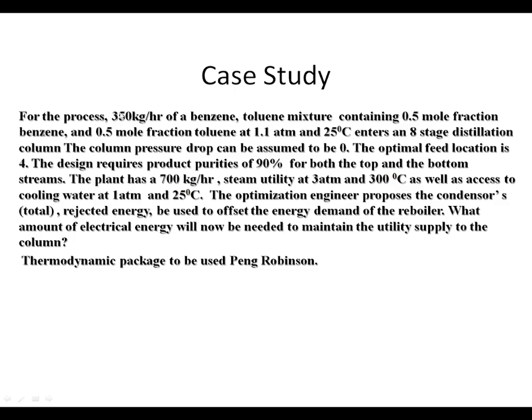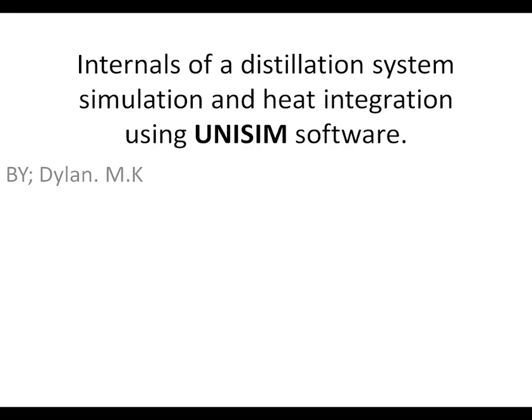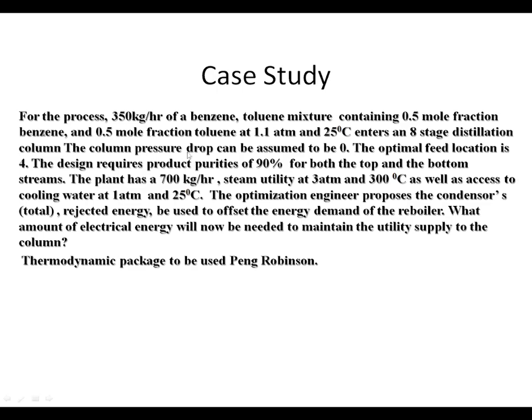So for this process, we're going to have a 350 kg per hour benzene toluene mixture. It's an equimolar mixture, 0.5, 0.5. The feed condition is 1.1 atmosphere and 25 degrees. We have an 8-stage distillation column, and we're assuming 0 pressure drop across our column. The optimal feed location is 4, and then the design specification, so we need product purities of 90% for both the bottom and the top stream.